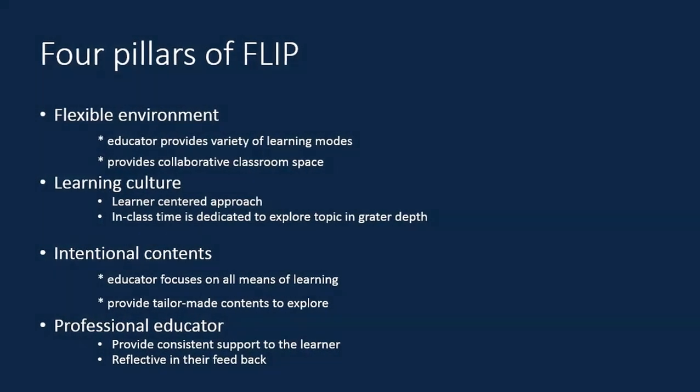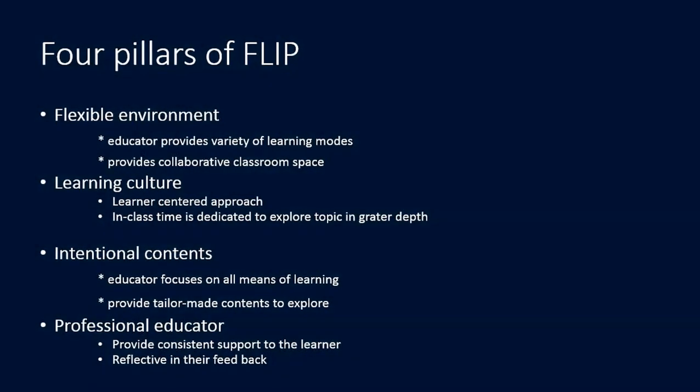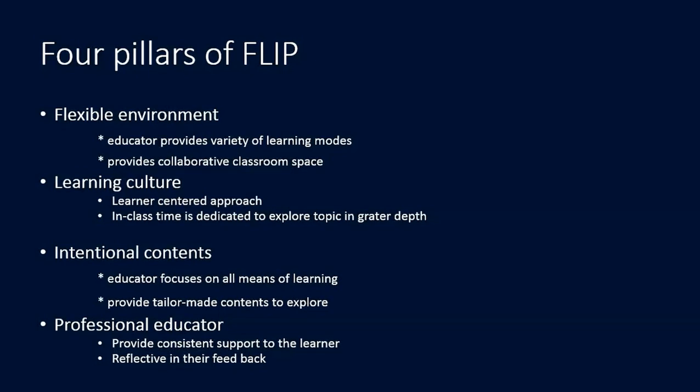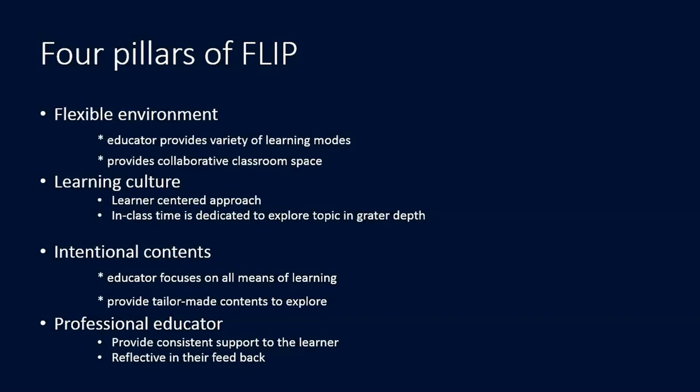There are 4 pillars of the flip. As 4 steps we have seen, there are 4 pillars also. The first pillar is a flexible environment. What is that? It means that the educator provides a variety of learning modes which we cannot do in the classroom, we may do online. Provide a collaborative classroom space. What is the meaning of it? We may engage them in groups, we may ask them to collaborate, we may convert the classroom into an activity room, and so on. Because of this, the learning culture may happen.